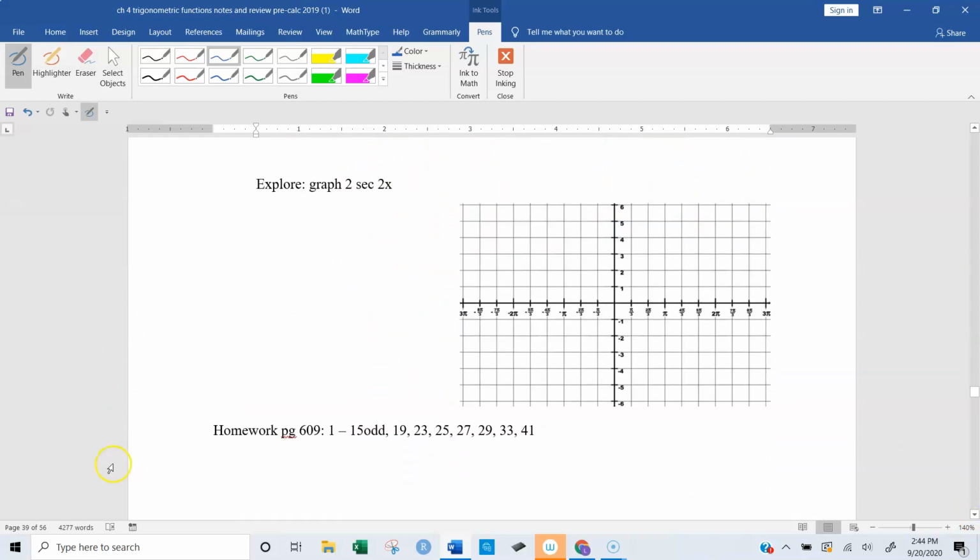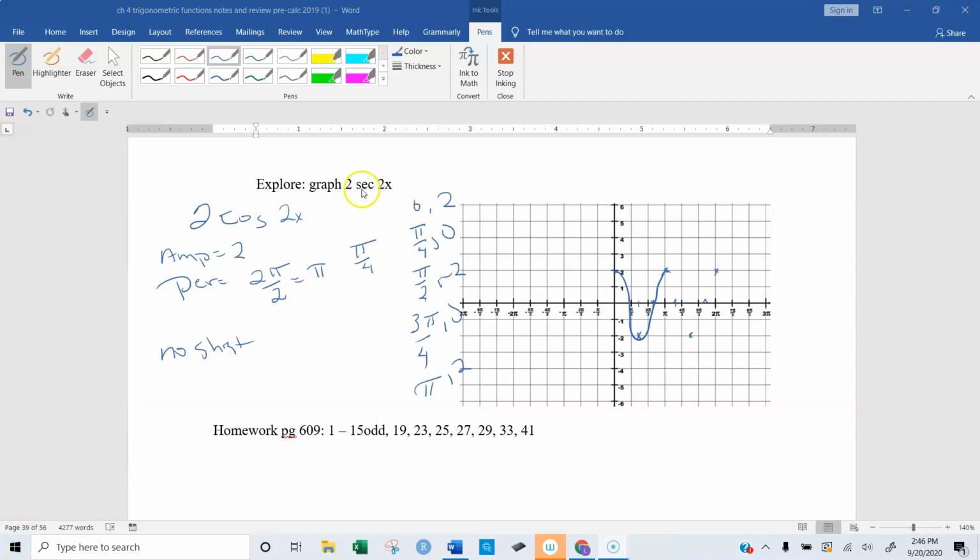All right, now try yours. You should have recognized that secant is the inverse of cosine, so we're really going to graph 2 cosine 2x. Amplitude is this 2. Period was 2 pi divided by 2, which gave us pi. Pi divided by 4 is every fourth. Those are my critical points. Remember those? There is no phase shift. So it goes 0, pi over 4, pi over 2, 3 pi over 4, pi.